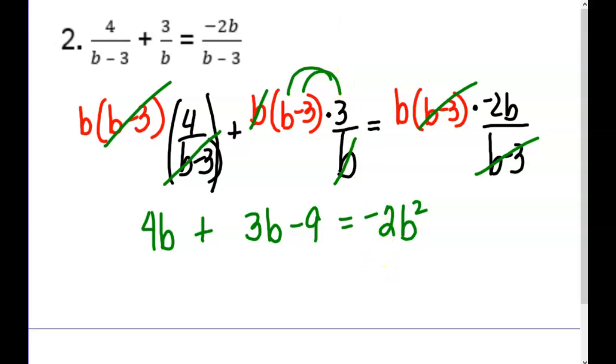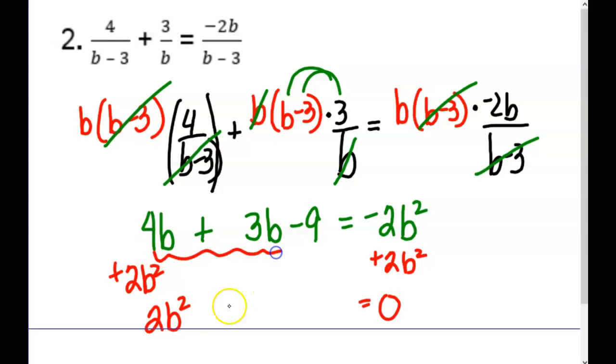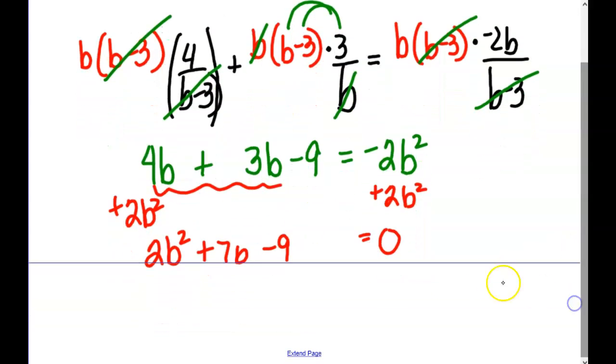All right, I just mentioned I don't like when those squared terms are negative, so I'm going to add it over to this side because I have to make it equal to 0 anyway. Now I have a 2b squared. I can add these b's together, so I get a plus 7b and a minus 9 at the back. Anybody catch me making a mistake anywhere?